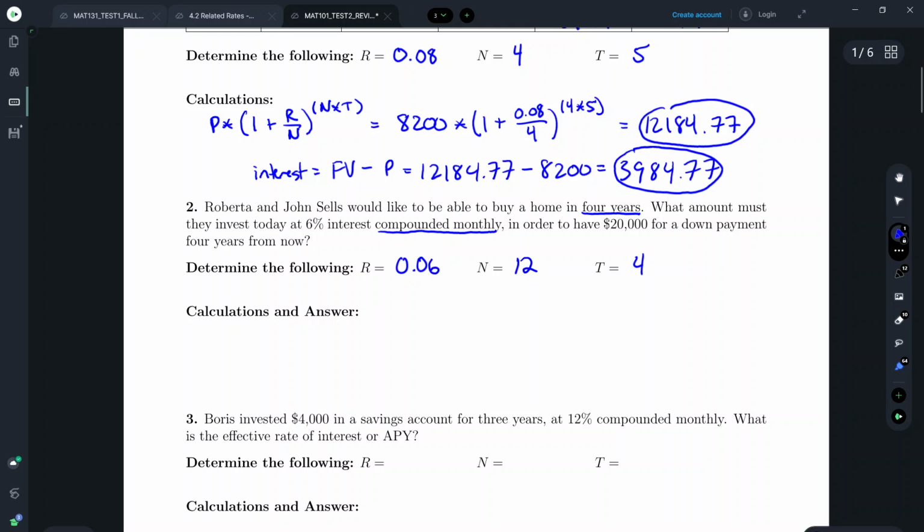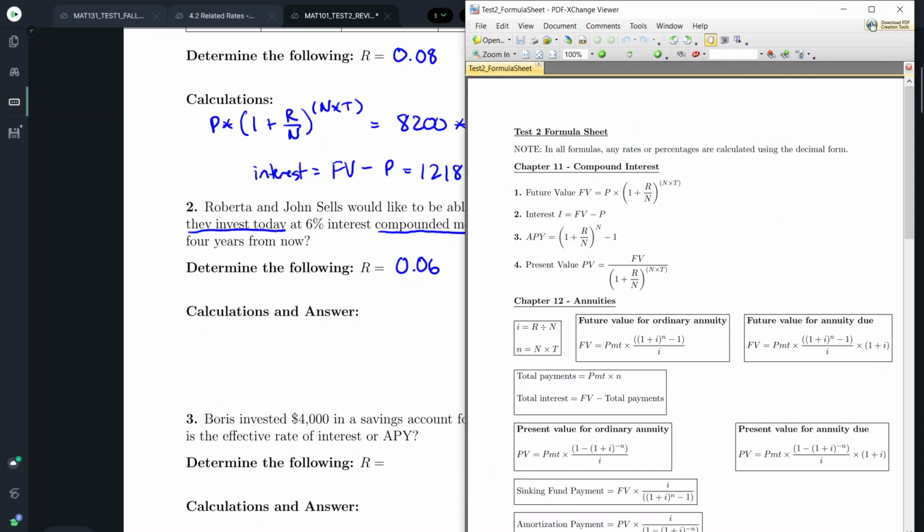Okay, so now what are we calculating? Here it doesn't specifically state in the problem, but in the question it says what amount must they invest today. Because we're trying to figure out the investment for today, we're calculating the present value for a single investment using the chapter 11 formula.